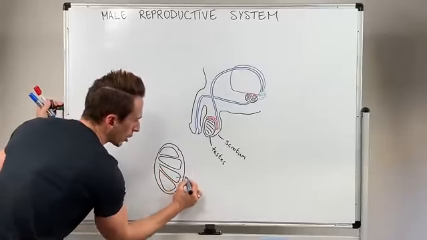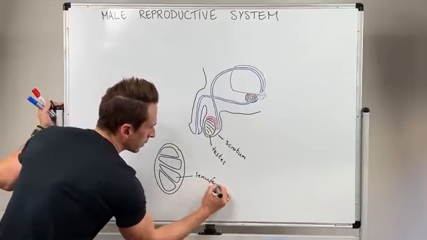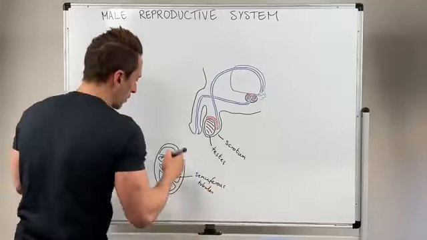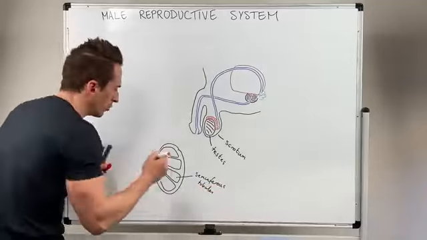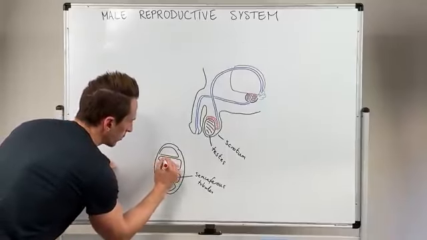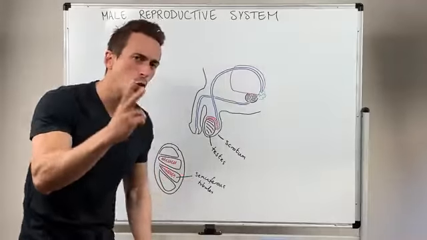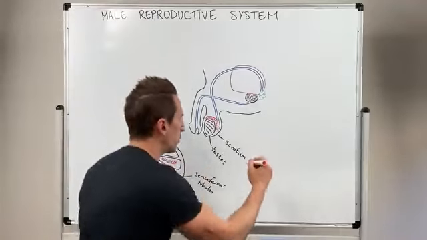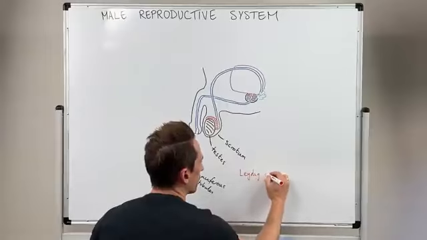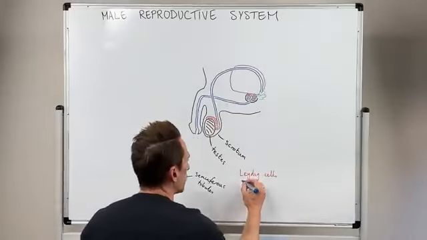And within each lobe, you're going to find something called seminiferous tubules. So these are just convoluted tubes inside each of these lobules of the testes. And if you have a look within these tubes, there are two major cell types that you should be aware of. First cell type are the Leydig cells. The second cell type are the Sertoli cells.